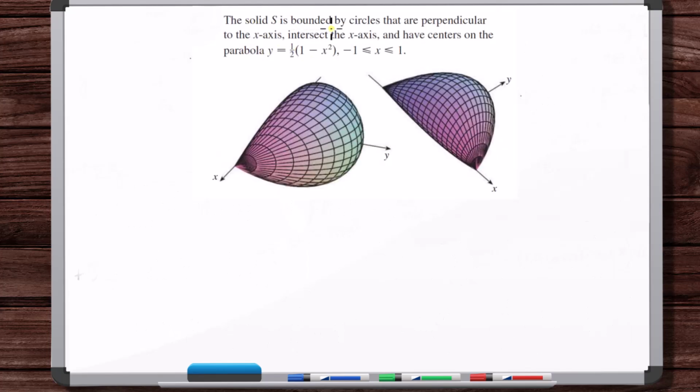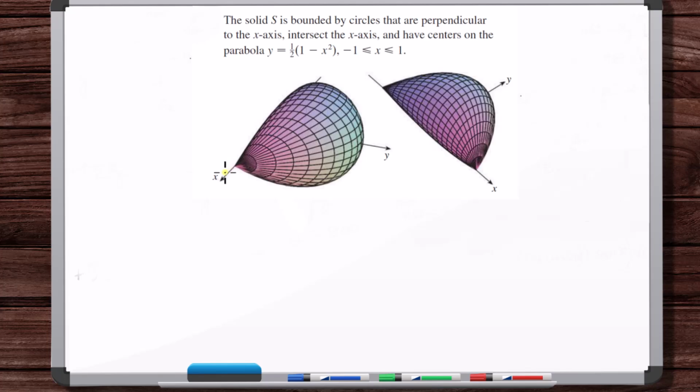Okay. The solid S is bounded by circles that are perpendicular to the x-axis, intersect the x-axis, and have centers on the parabola y is equal to 1/2 (1 minus x squared). X goes from minus 1 to 1. Okay. So we want to find the volume of this solid. And so what is it saying?